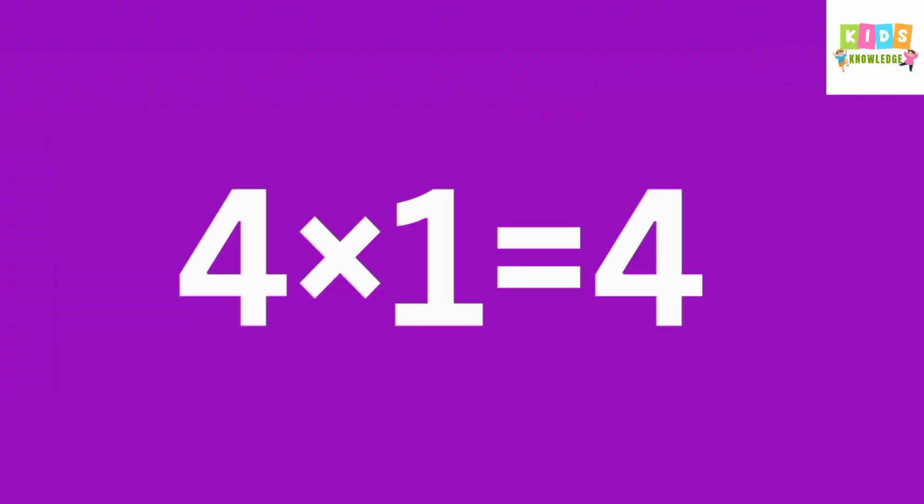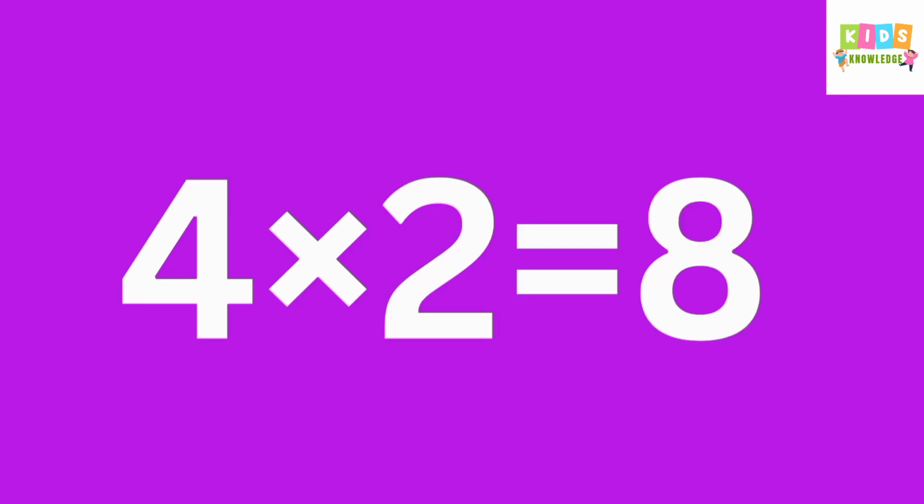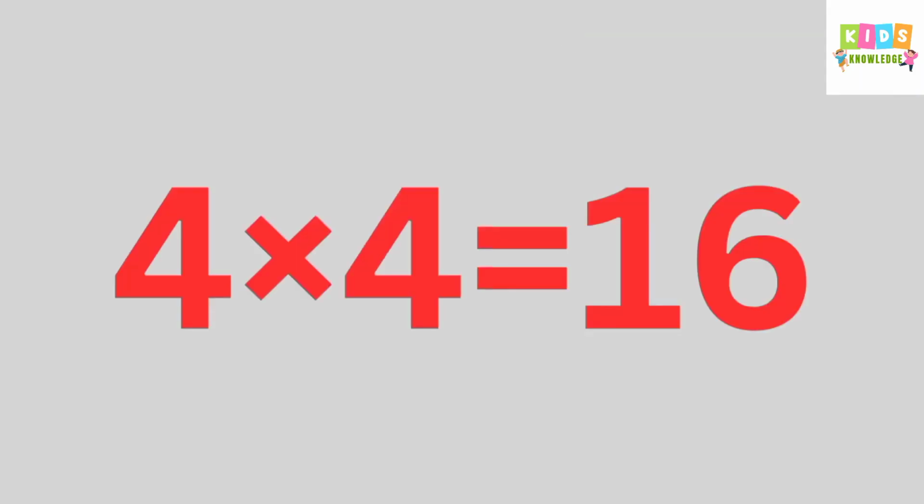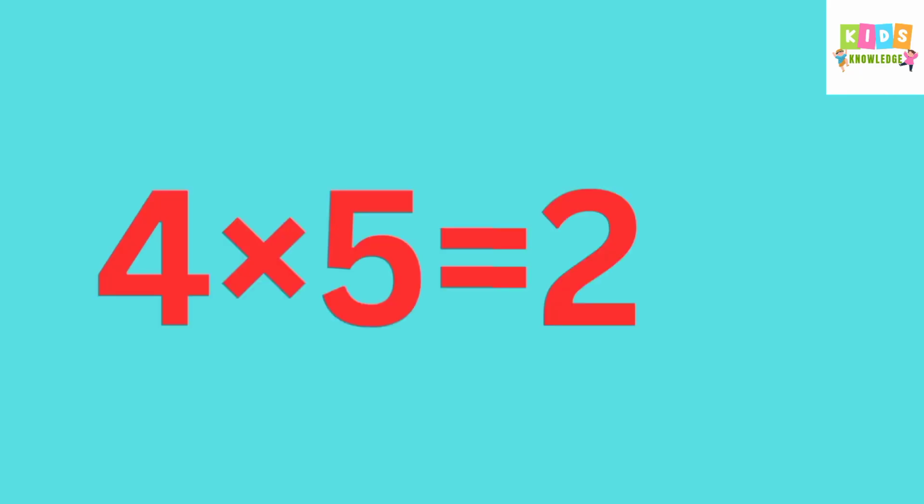4 ones are 4, 4 twos are 8, 4 threes are 12, 4 fours are 16, 4 fives are 20.